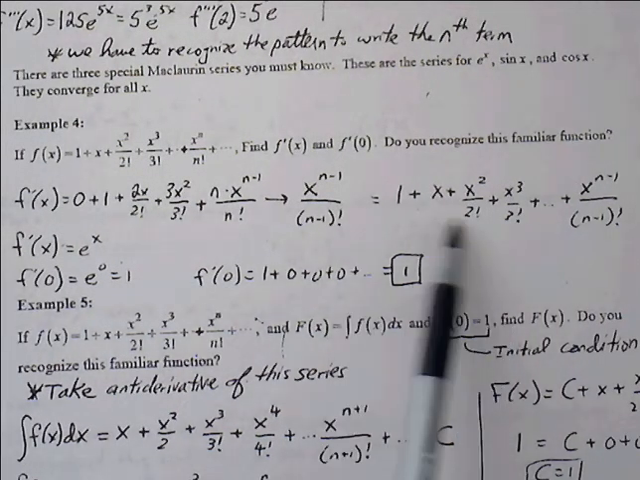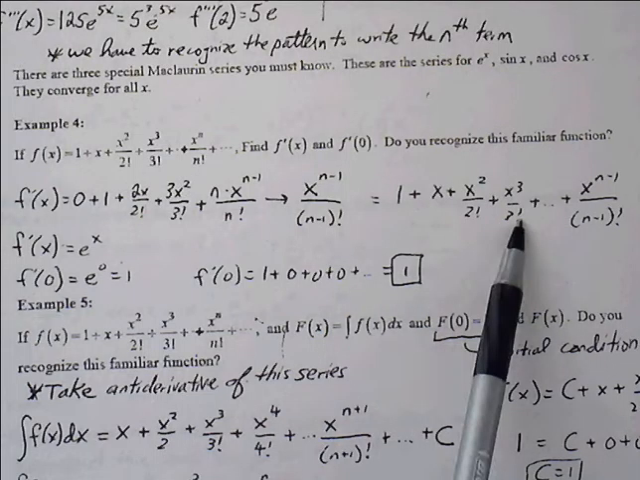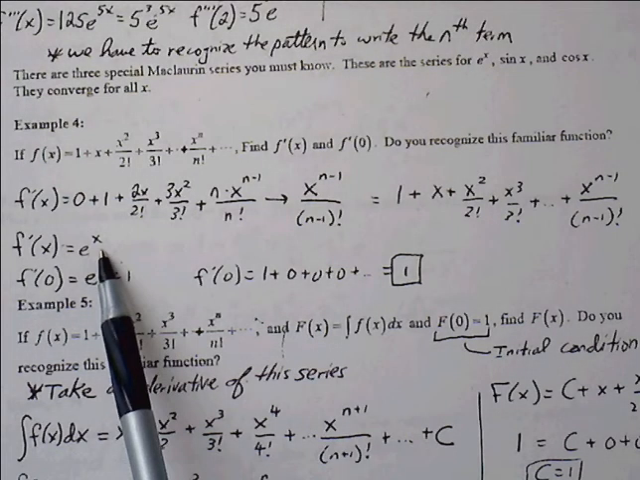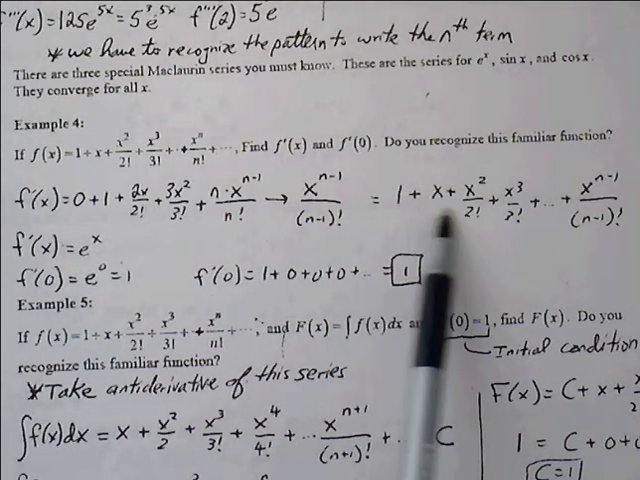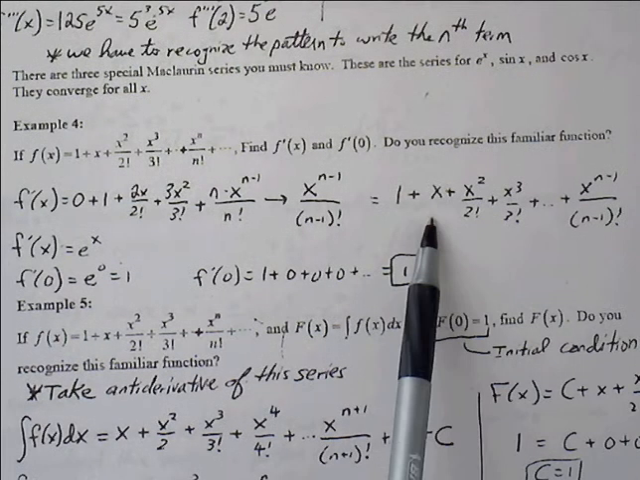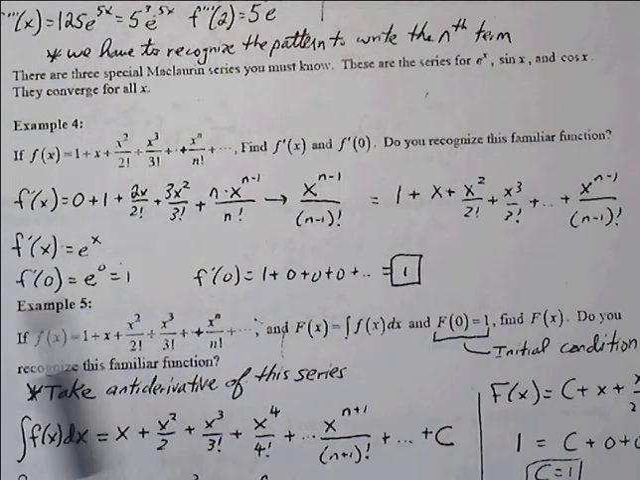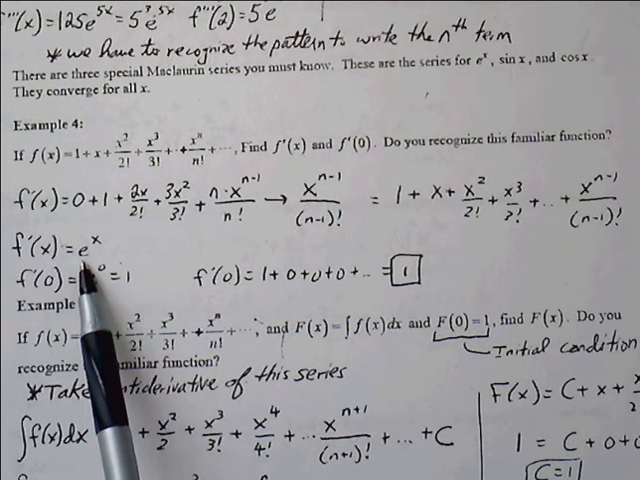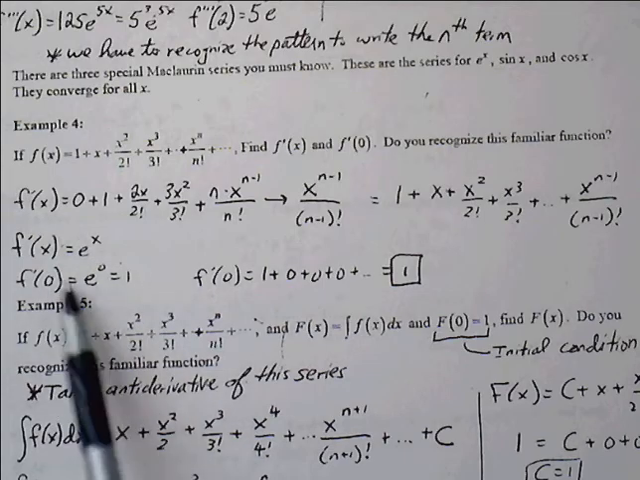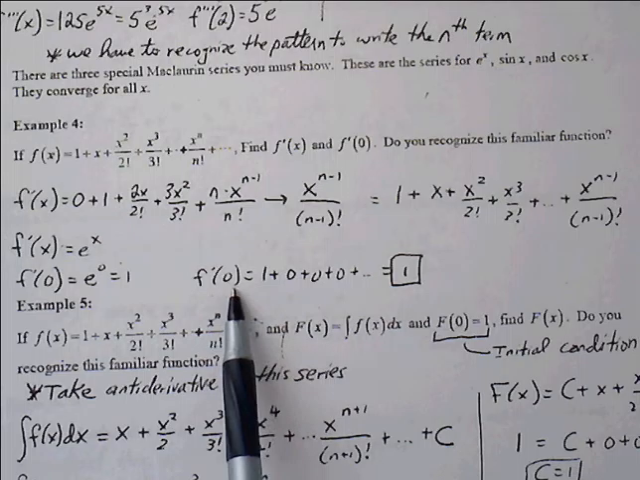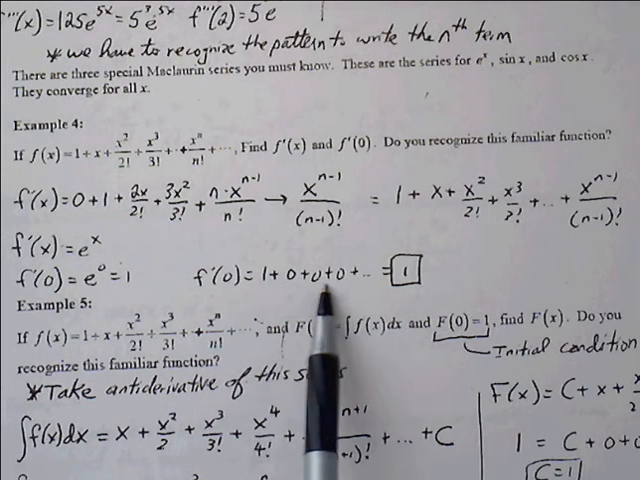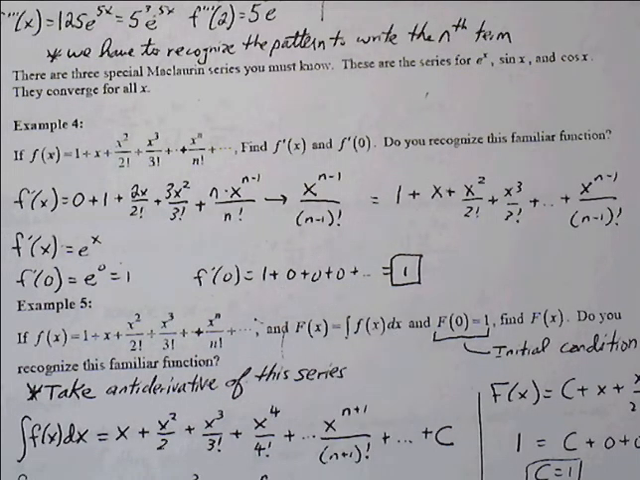And so our derivative function is simply going to be e to the x, right? Because this does represent the power series for e to the x once we find the derivative. So f prime is going to be e to the x. F prime of 0 is simply e to the 0, which is 1. So f prime of 0 is just going to be 1 plus 0 plus 0 plus 0, which is still going to be 1.